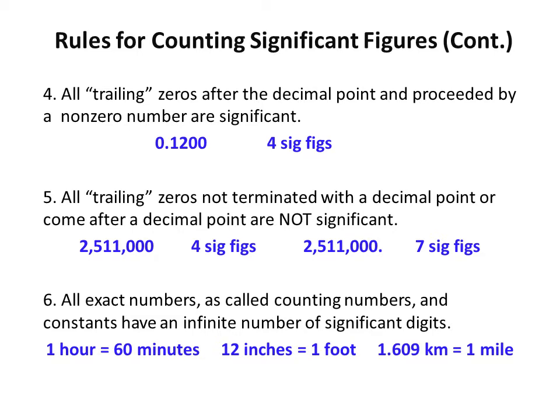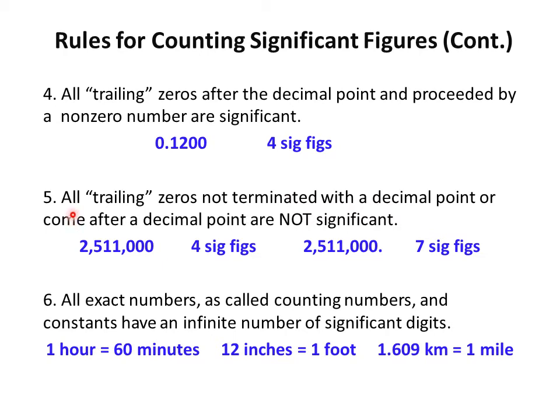Rule number 4 says that all trailing zeros after the decimal point and preceded by a non-zero number are significant. So here's a situation. This is a trailing zero. It comes after the decimal point. It is preceded by a non-zero number. Therefore, it is significant, making this zero a captive zero, and therefore it is significant. This is a leading zero, and remember, leading zeros are not significant. So in this case, I would count 1, 2, 3, 4 Sig Figs here.